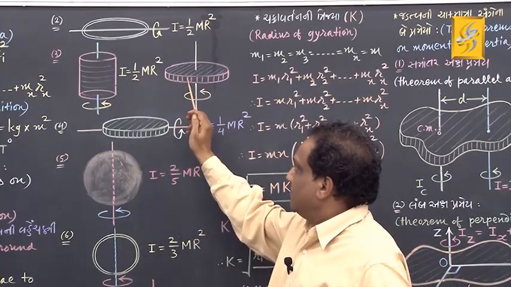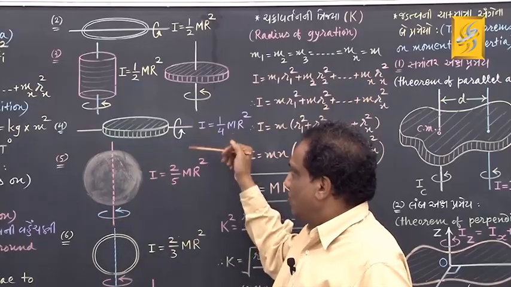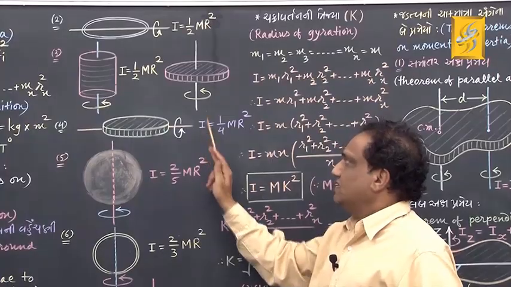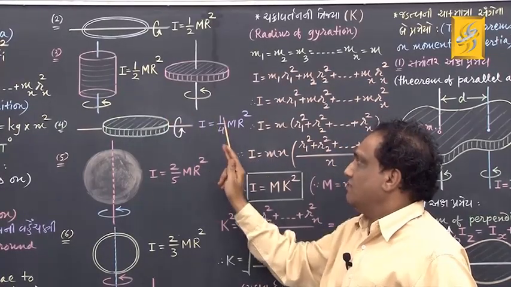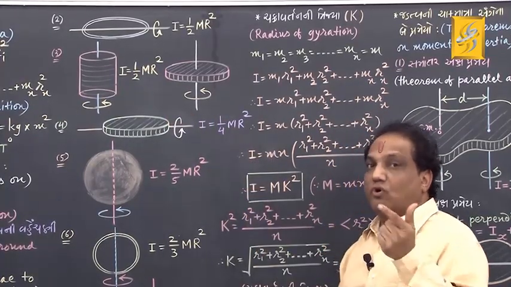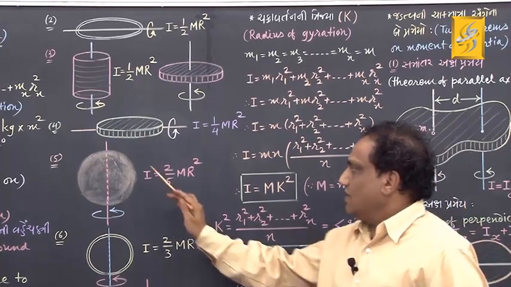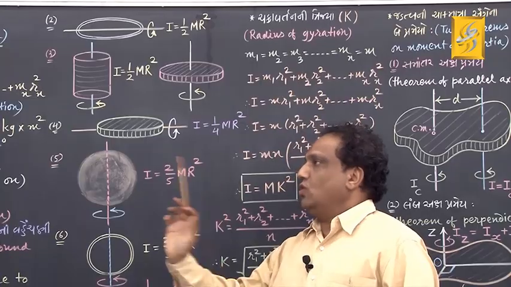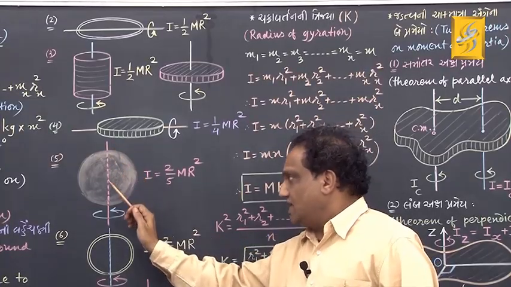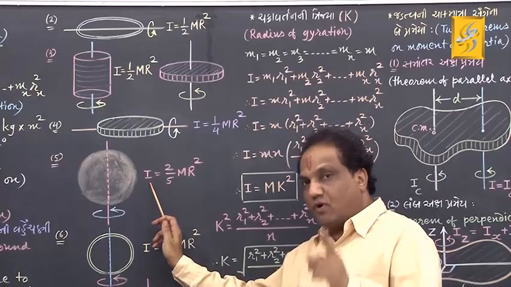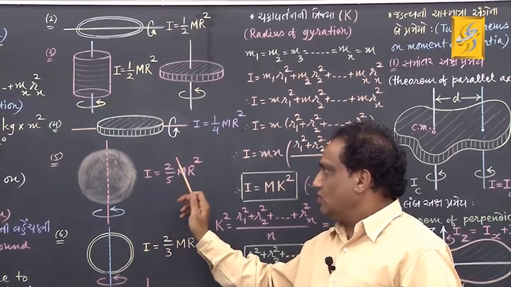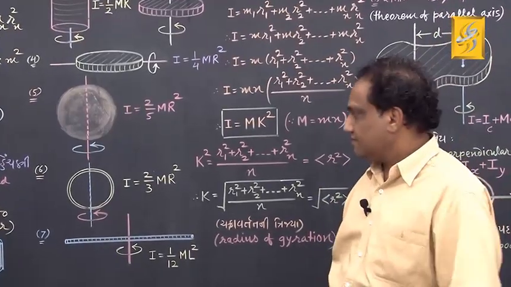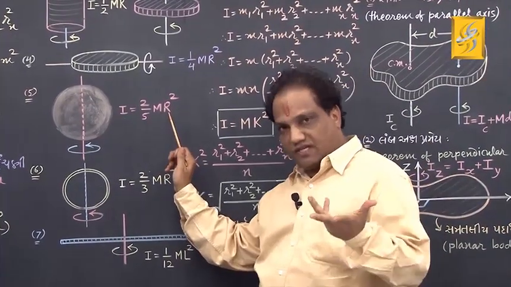Then, if the same disc is now rotating about an axis passing through its diameter, its moment of inertia is half of this, which means 1 by 4 mr square. Now consider this as a solid sphere, and when this solid sphere rotates about an axis passing through its diameter, its moment of inertia is I equals 2 by 5 mr square, where m is mass, r is radius.